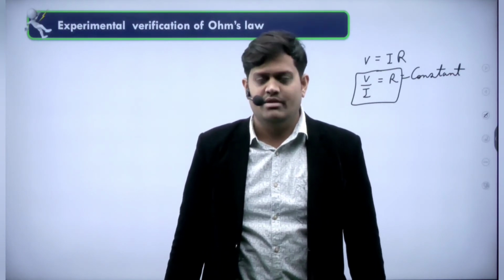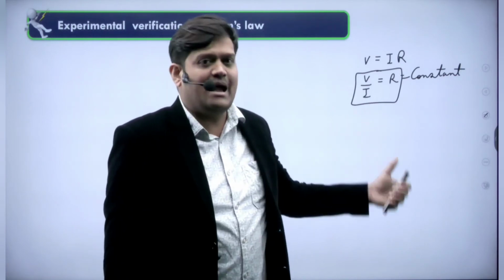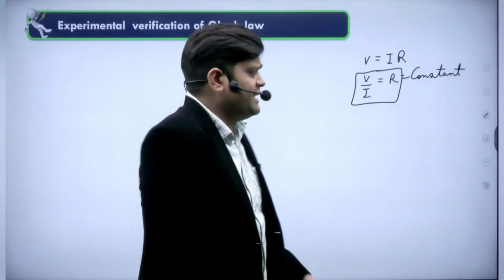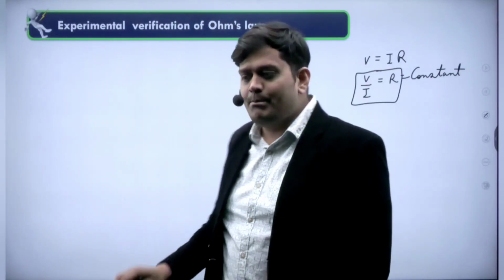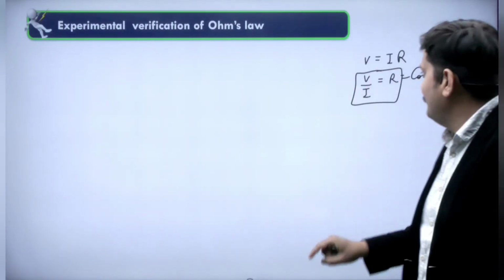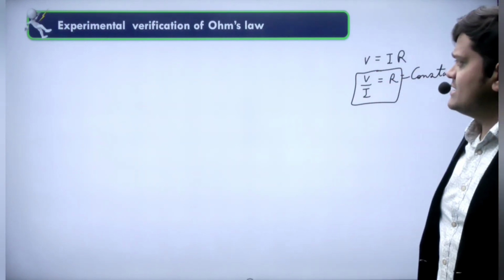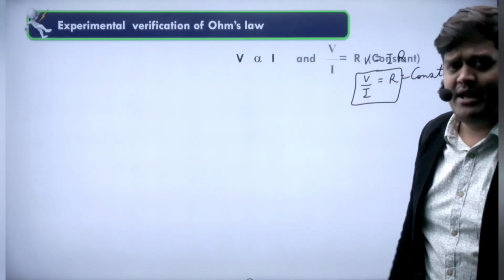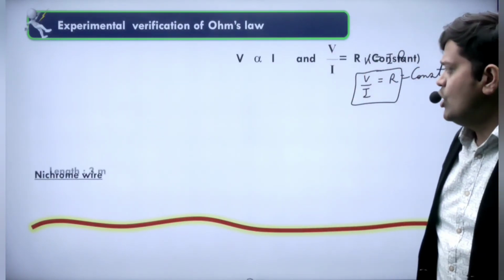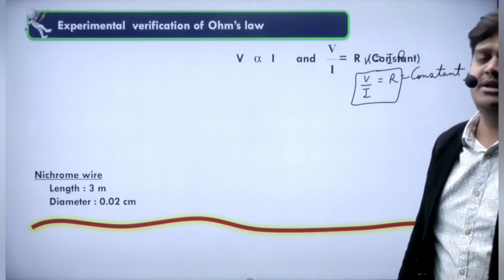So how is it that resistance does not depend on the voltage and current? It is seen by experiment. We have a complete experimental study, and by this we can say that always V upon I is constant. Okay, so let's see that V is proportional to I. We know that V equals IR. There is a nichrome wire whose length is 3 meter and the diameter is 0.02 centimeter.